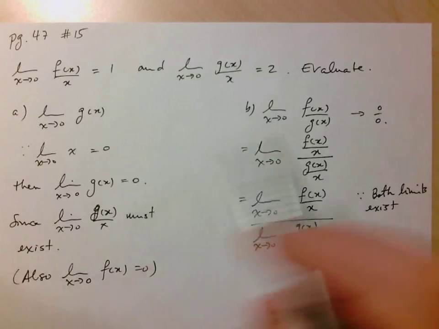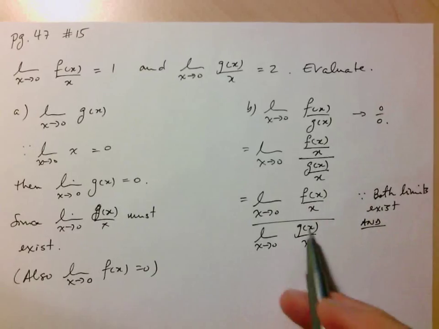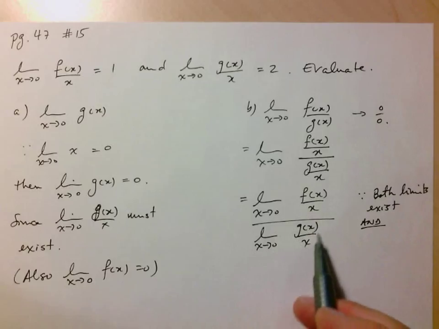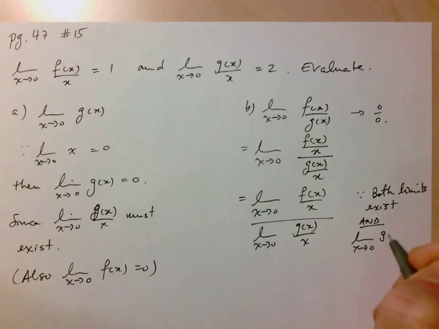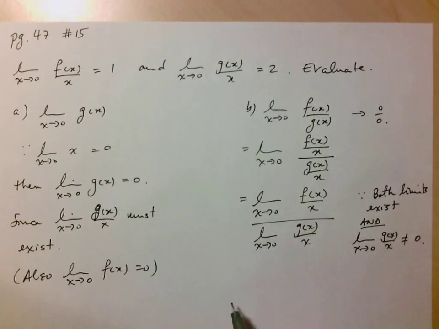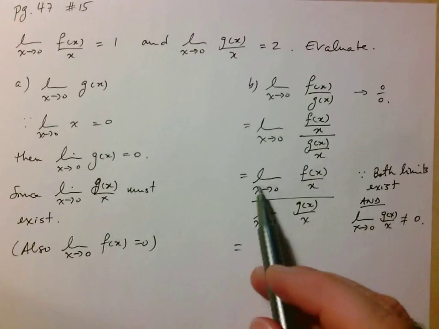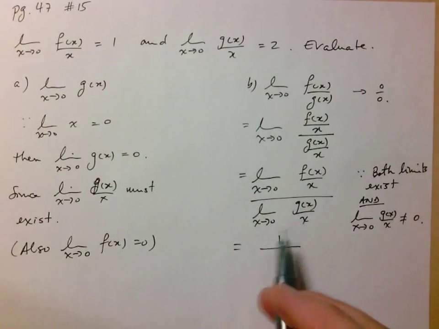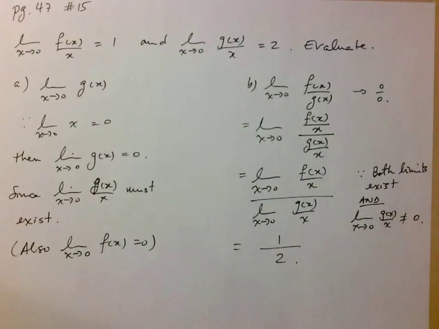I can only use these limit properties if both limits exist, and very importantly, the limit of the denominator is not equal to 0. g of x approaches 0, but g of x divided by x approaches 2. So the reason why we're allowed to do this is because both limits exist and the limit of the denominator is not equal to 0. So I know the limit of f of x over x as x approaches 0 is equal to 1, and I know the limit of g of x over x as x approaches 0 is equal to 2. And so there's my final answer.